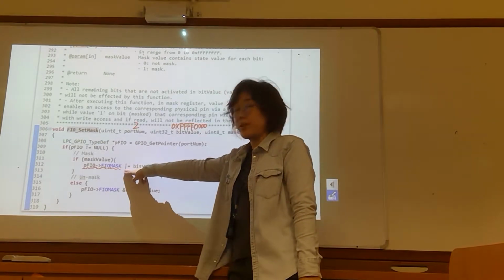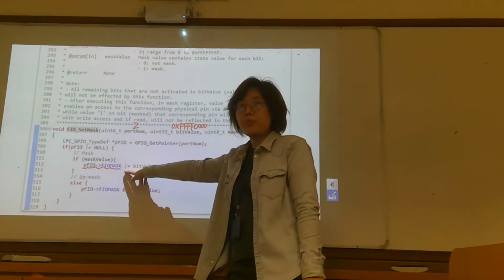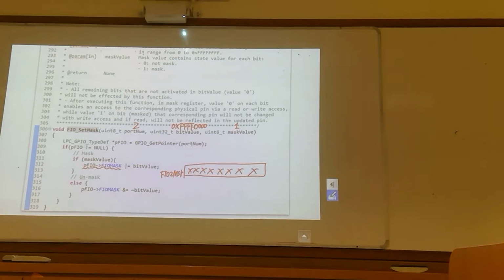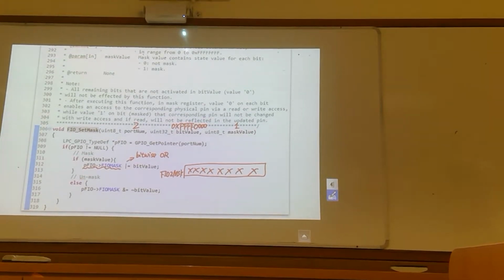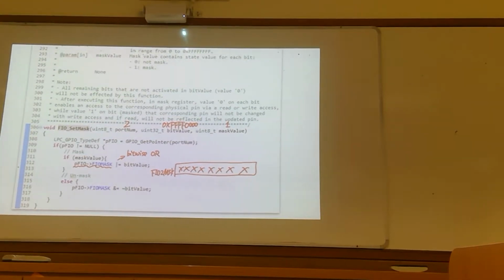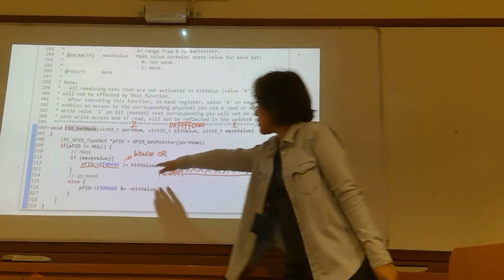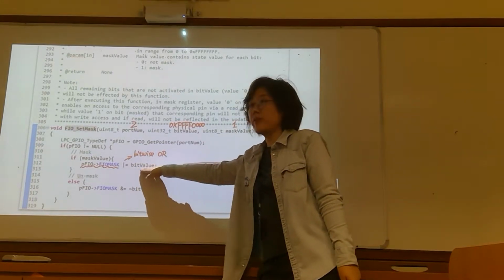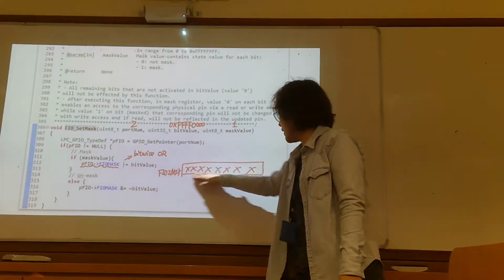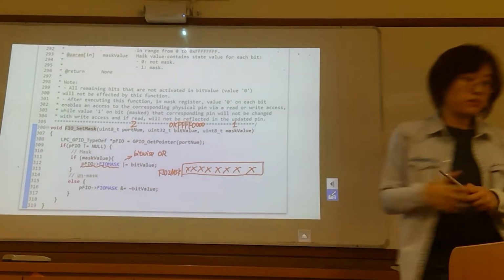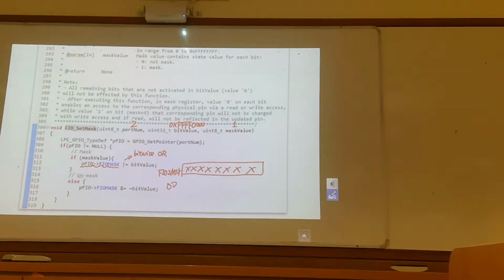This one means what? OR, right? Bitwise OR. It means you are going to do OR bit by bit. You are doing OR with which value? Your bit value, this value. So you are basically ORing this one with this one, or this one with F 0 0 0 0. What will you get?